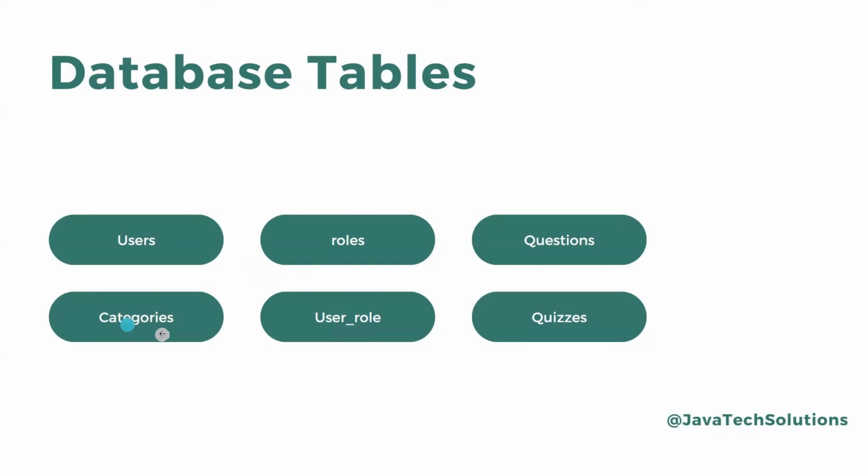Categories, here we are going to save different types of categories. This is user_role, the mapping of the user and the role, like what kind of role this user has. Then questions, here we are going to save the questions, and quizzes, which stores the quiz details.